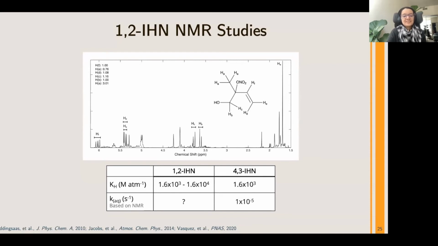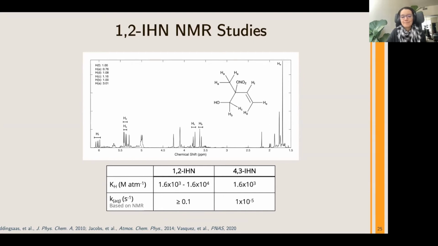But we can make a few assumptions. They're not the greatest, but they're assumptions. Based on the NMR signal and also the ratio of the 1,2-nitrate compared to the other impurities that are also present in this mixture, we can place a lower limit of a rate of 0.1 per second, which is extremely fast, especially compared to the 4,3-nitrate, and pretty much explains what we were seeing in the chamber bag.